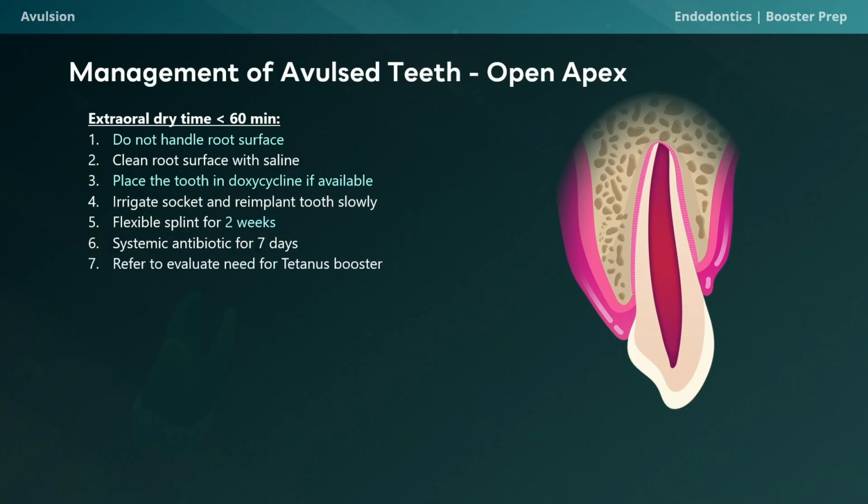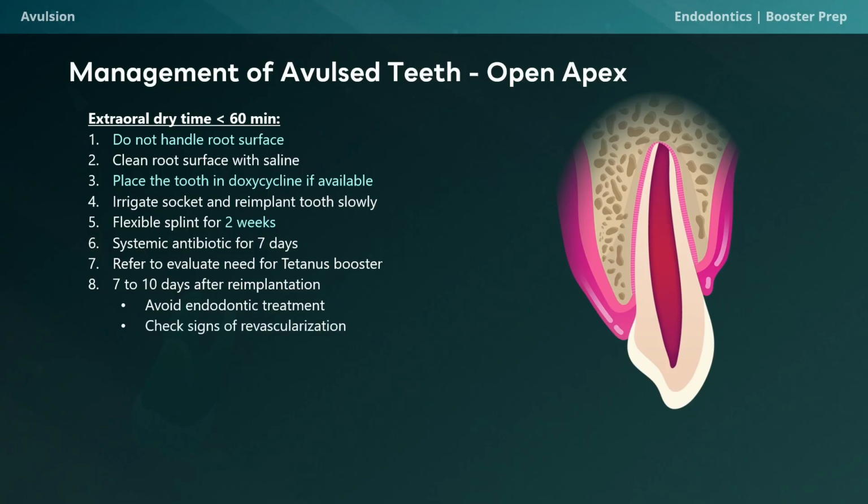It's also important to consult a physician for a possible tetanus booster depending on the nature of the injury, but that's non-tooth stuff, so leave it to the medical doctors. Last thing to note is that within 7 to 10 days post-reimplantation, endodontic treatment should be avoided. That's way too early to be doing any definitive treatment. But you certainly want to monitor for signs of revascularization.